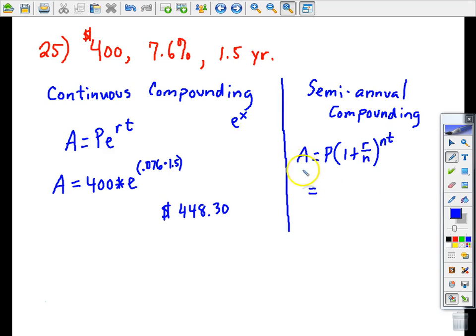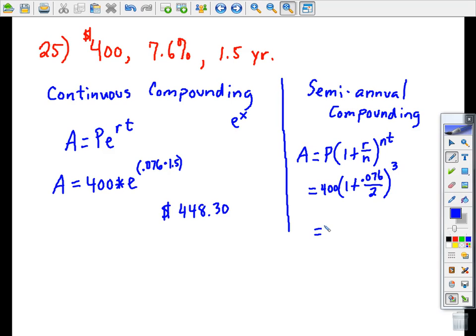All right, so our total amount will be same investment, $400, 1 plus the rate, again, in decimal form, 0.076. N for semi-annual compounding, that means twice in a year, so N is 2. And then the exponent will be N again, 2 times 1.5. So 2 times 1.5 is 3. All right, so you're ready to get your calculator, and let's see what we come up with.